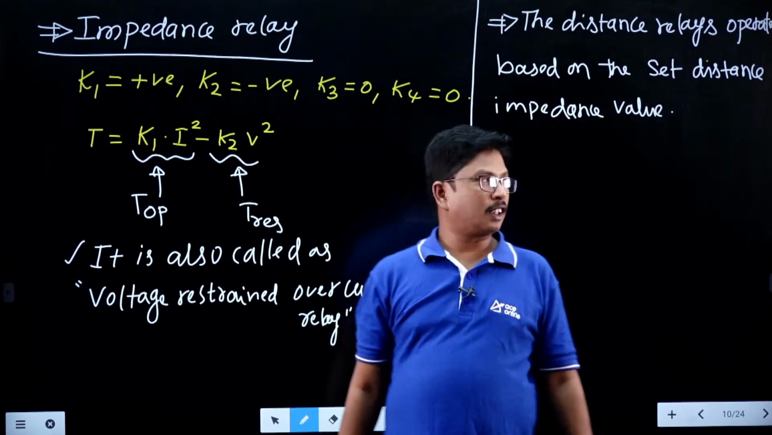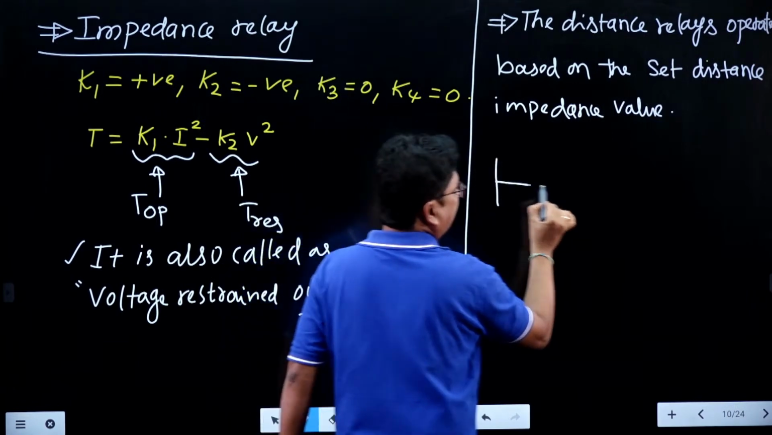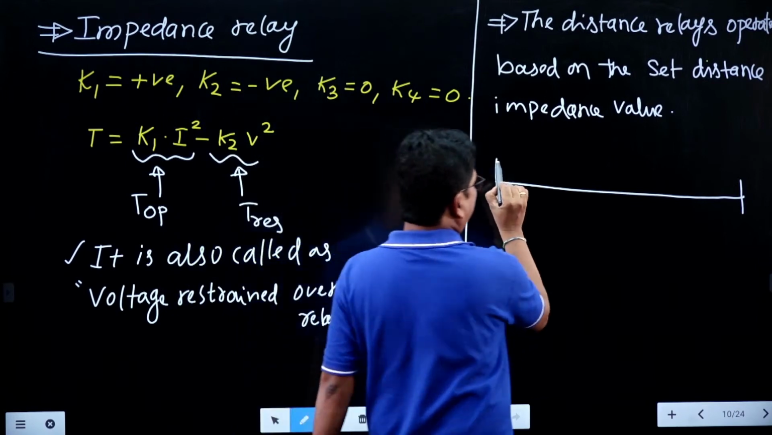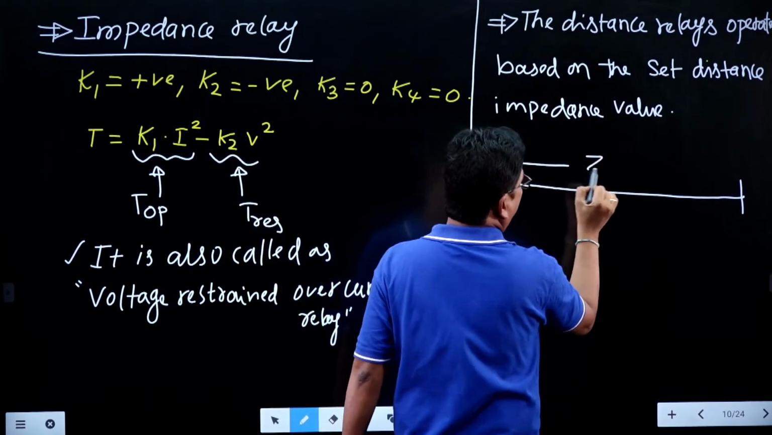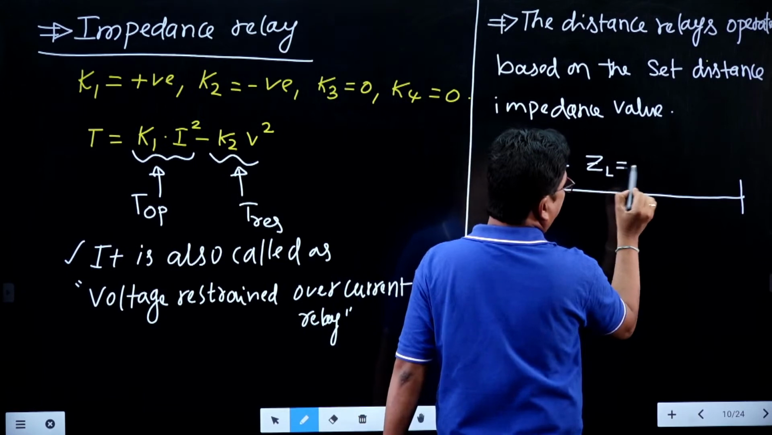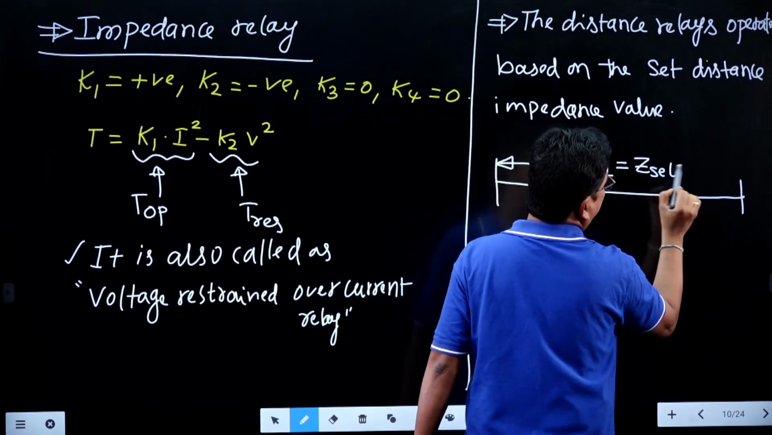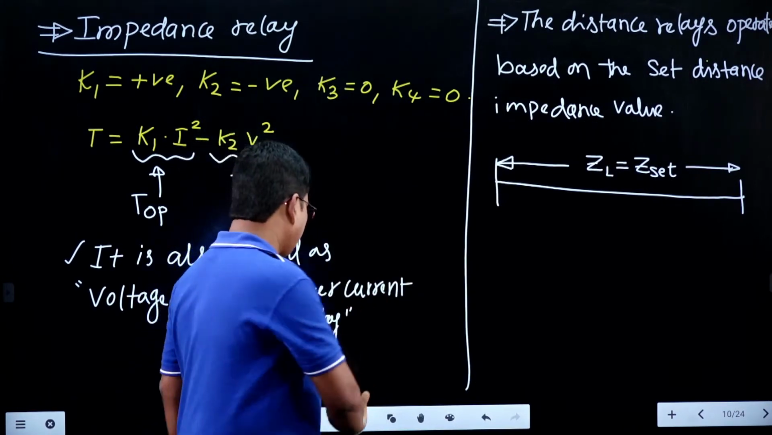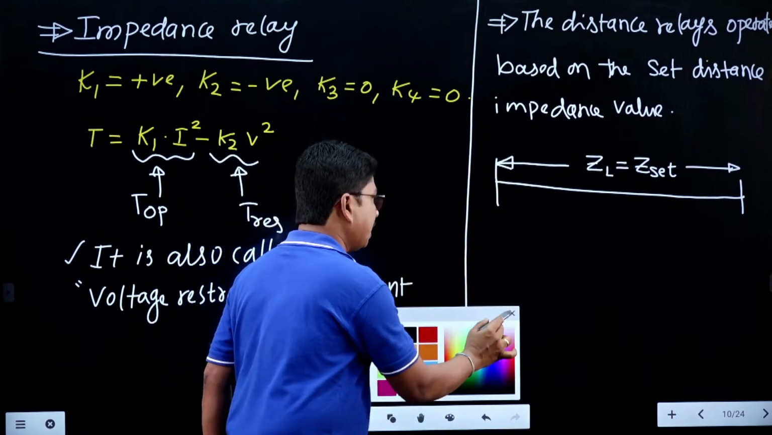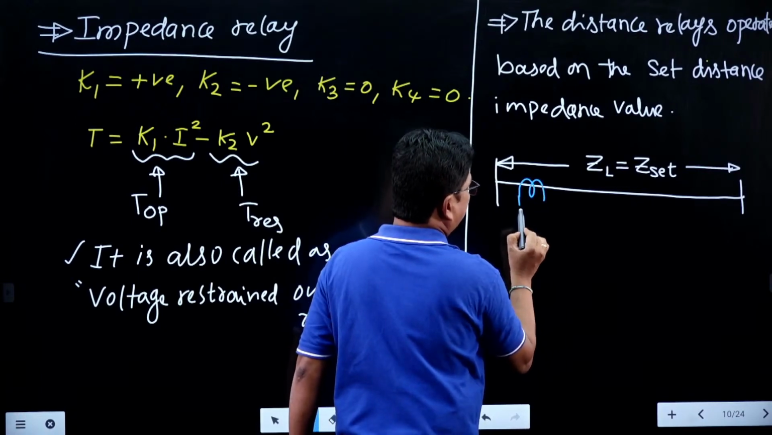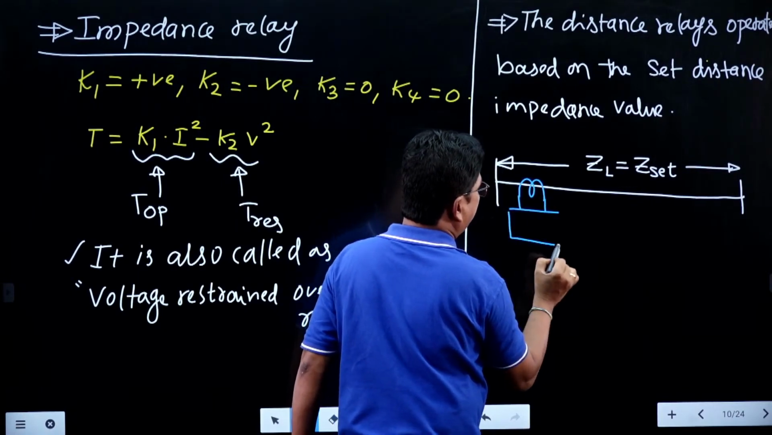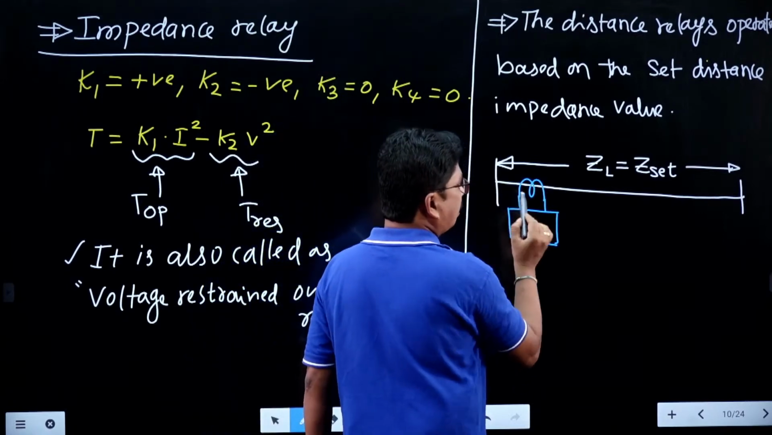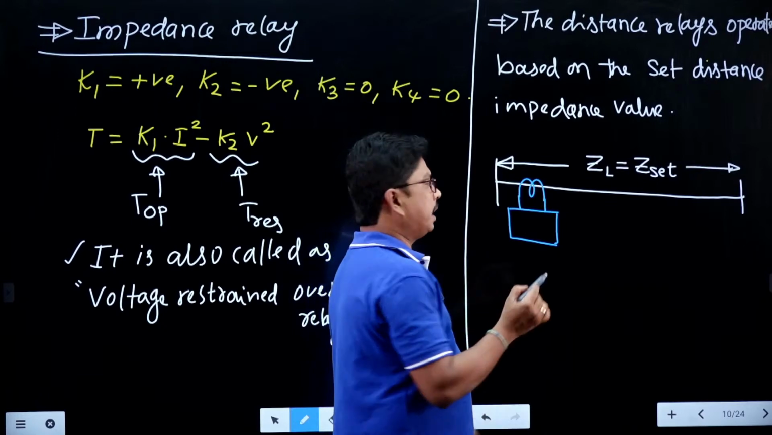For example, if you are having a transmission line like this, this is the transmission line. For this transmission line, the line impedance is Z line, and we are calling this Z set. This is the set impedance value. For this one, we are going to connect some relay. So this is the relay. This relay will measure both voltage and current. So it will take the ratio of V by I and it will measure Z relay.